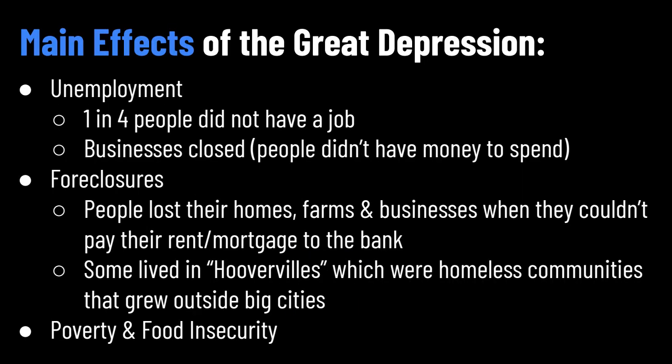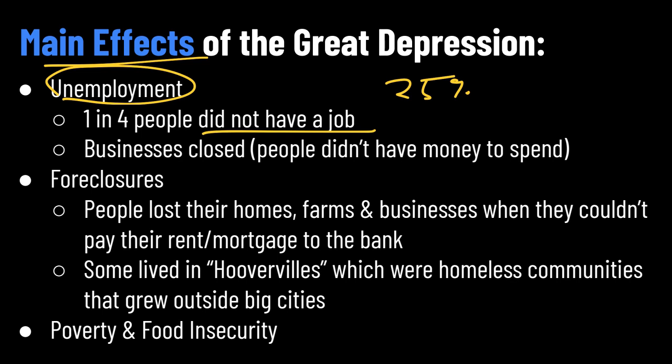Let's take a look at some of the major effects of the Great Depression. When the Depression happens, how did that impact people? Well, first of all, unemployment. That's a big one. 1 in 4 people did not have a job, which is crazy, 25%. At the worst part of the Depression, 25% of the country could not find work. This also impacts businesses. Businesses were forced to close because nobody had money to spend anymore. There wasn't this free flow of cash, and so businesses didn't have anything to sell.